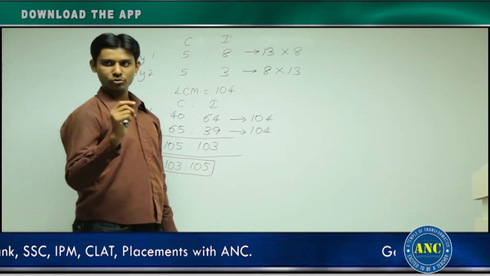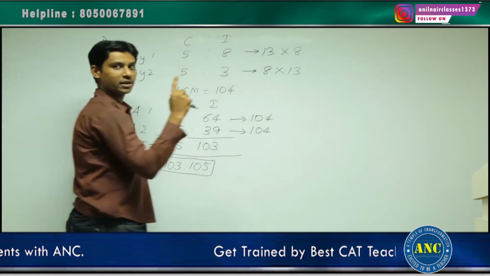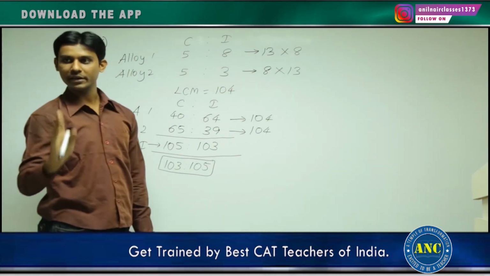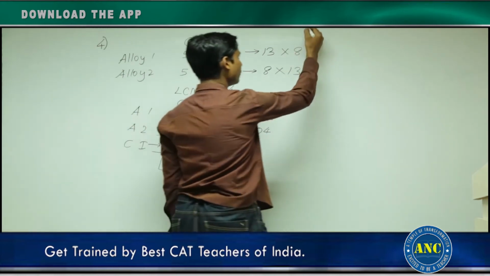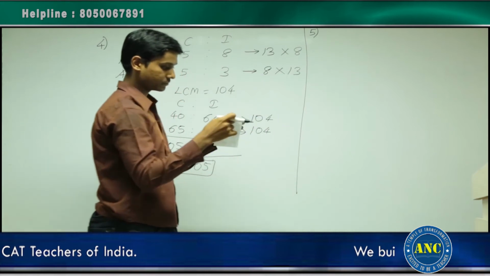Clear with the fourth question, right? Here the quantities are not equal, but the question says it should be in equal quantities. We should make it equal. Now see the fifth question. The fifth is the reverse of the fourth question. Listen to this carefully.